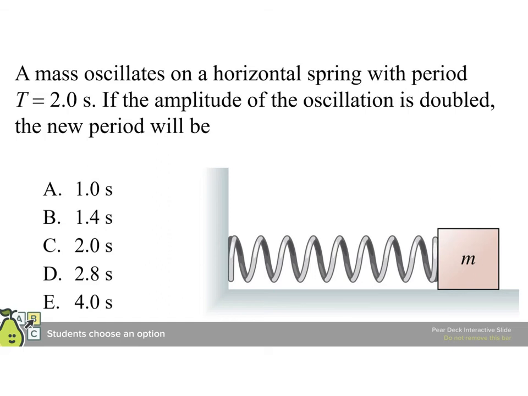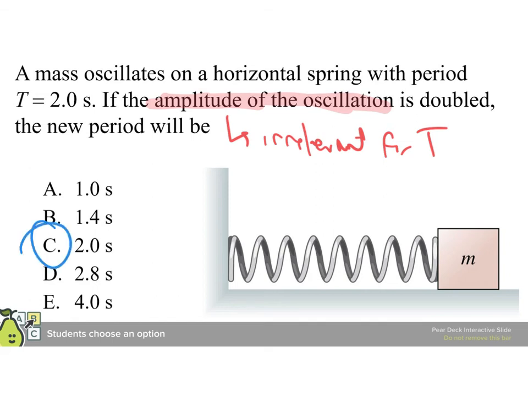All right, a mass oscillates on a horizontal spring with period 2.0 seconds. If the amplitude of the oscillation is doubled, the new period will become which of these? And here it's almost a trick question. The amplitude is irrelevant for the period. The period does not depend on the amplitude. So if it was 2 seconds before, it's 2 seconds again.